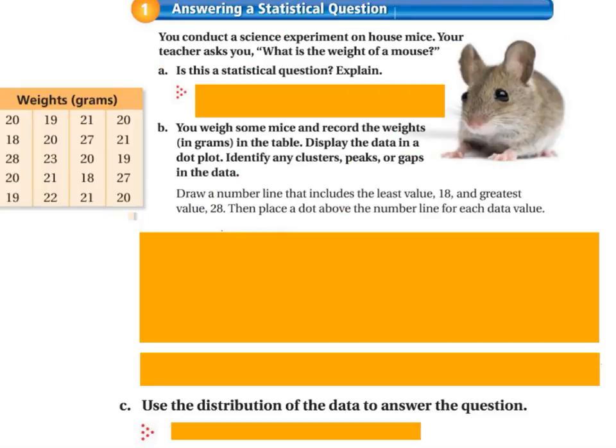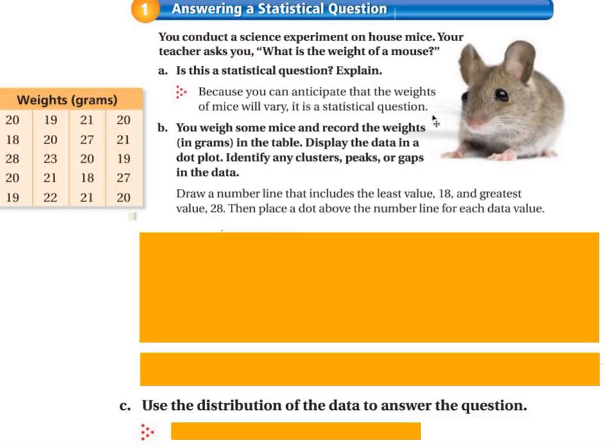Okay, let's talk about answering a statistical question. It says you conduct a science experiment on house mice. Your teacher asks you, what is the weight of a mouse? Is this a statistical question, and explain? Well, not all mice are going to weigh the same amount, just like all people don't weigh the same amount. There's going to be some variation and differences. So, because we can anticipate that the weights of mice will vary, it is a statistical question.